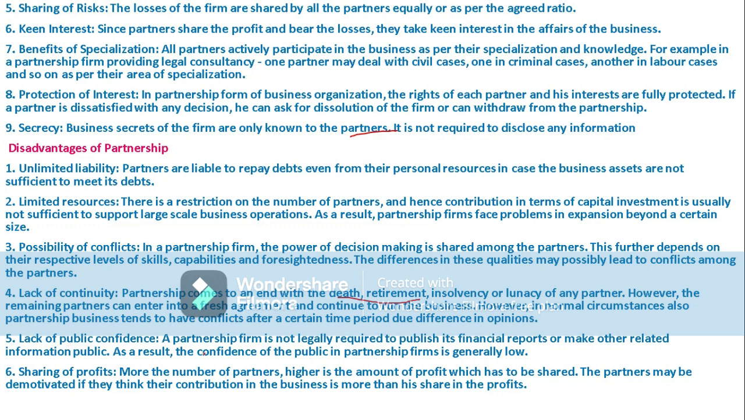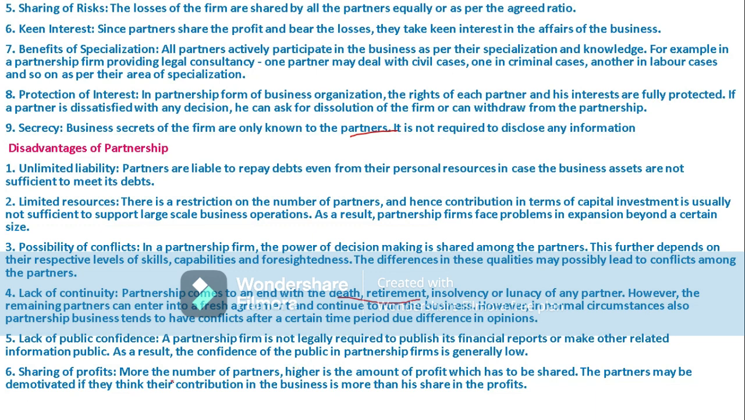And lack of public confidence also. A partnership firm is not legally required to publish its financial reports or make other related information public. As a result, the confidence of the public in partnership firms is generally low. According to the legal aspects they are not compulsory to publish their financial reports, so they may not reveal them. So ultimately this lowers the confidence of the public towards partnership firms.